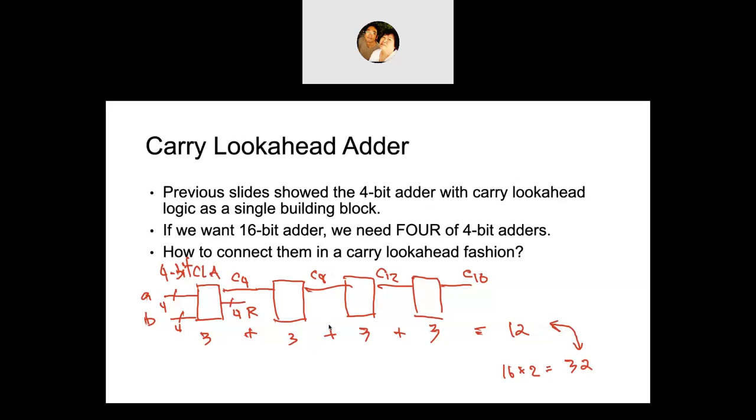If we put the carry lookahead adder in the same way as the ripple adder, we have a 4-bit carry lookahead adder, again a 4-bit carry lookahead adder, and so on. This is how we put the carry lookahead adder in the same way as the ripple adder. How can we improve this?